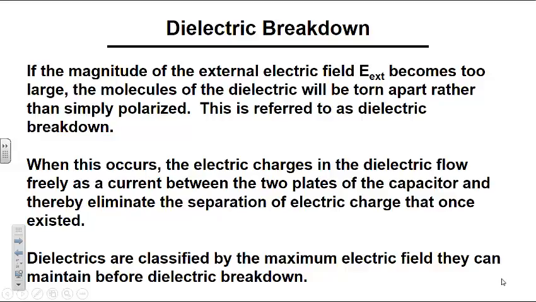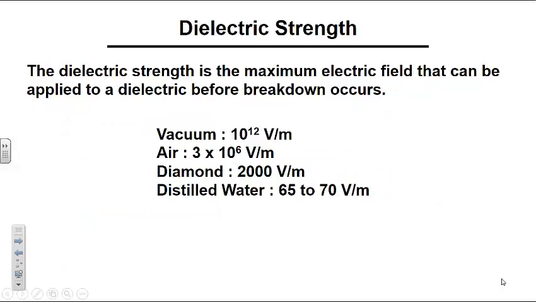Dielectrics are classified by the maximum electric field they can maintain before dielectric breakdown. The dielectric strength is the maximum electric field that can be applied to a dielectric before breakdown occurs. The table below lists the dielectric strength of a few materials.